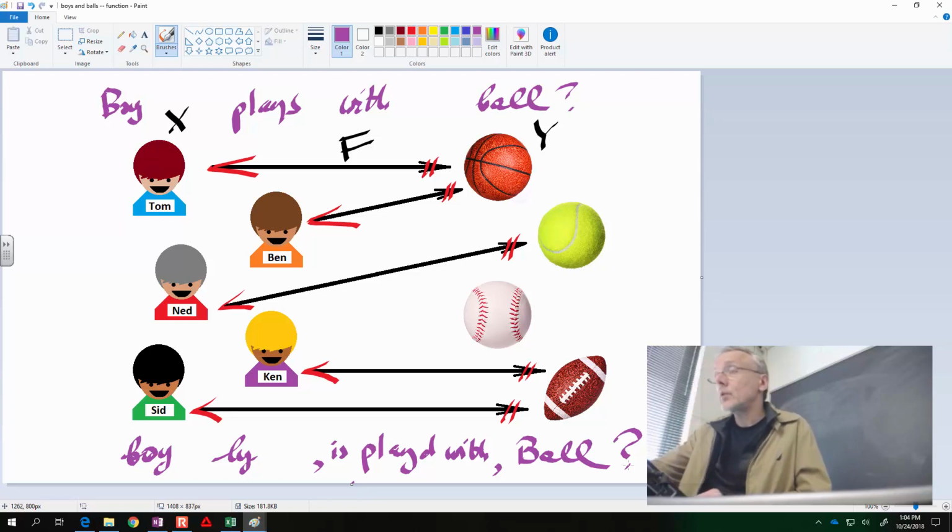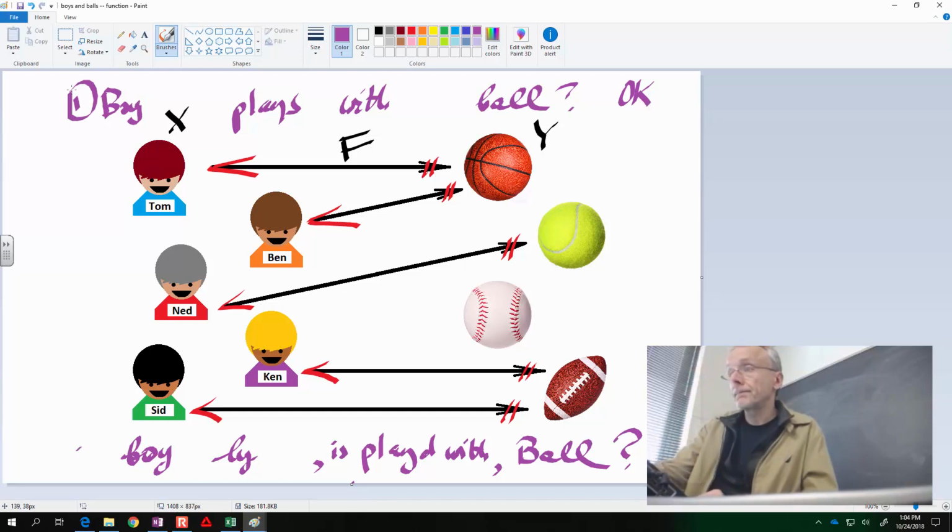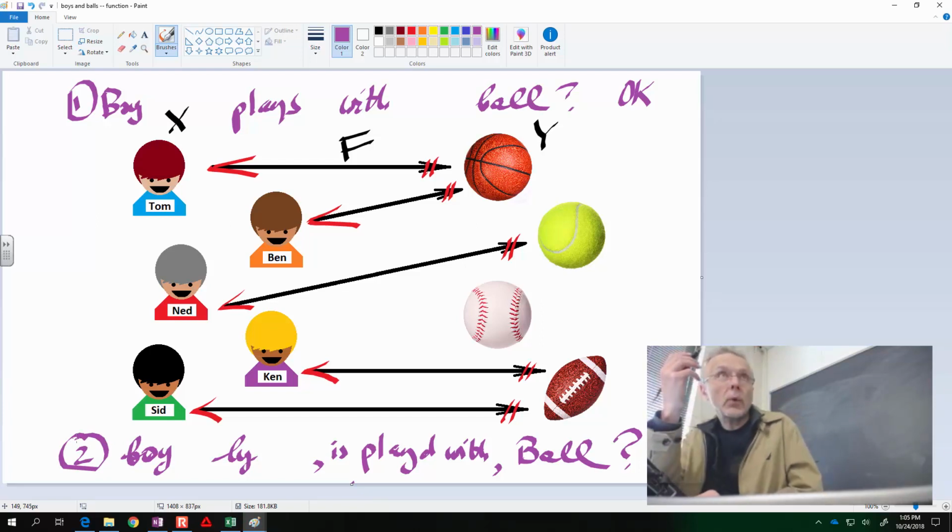So this one is okay. This question has a good answer. We started with it, and those black arrows indicate the answers to this question from a boy to a ball. Now, if you want to go backwards, you see the problem that we are facing with the second question. As you can see, basketball is played with by two boys. So then there isn't one single answer. So that's one problem that we point out.